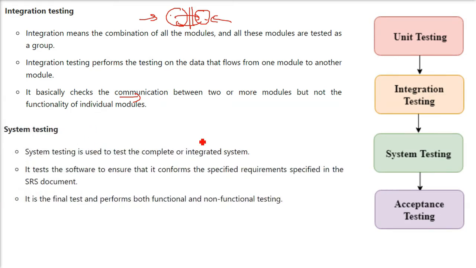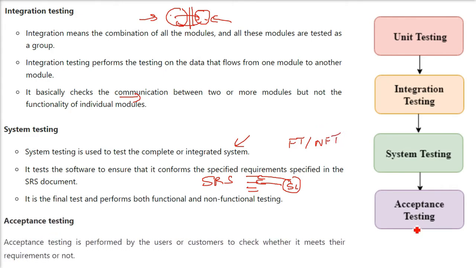Then the system is finally complete. System testing is used to test the complete or integrated system. It is basically related to the SRS, software requirement specification, to check that all the requirements are completed. As I said, both functional and non-functional testing are performed as part of system testing. And finally is acceptance testing, and this is performed by the users or the stakeholder, the customer.